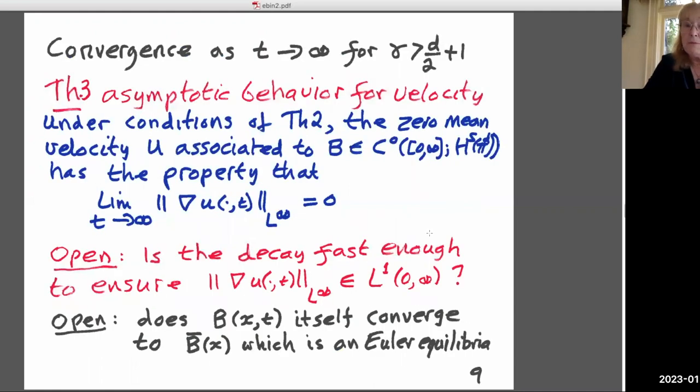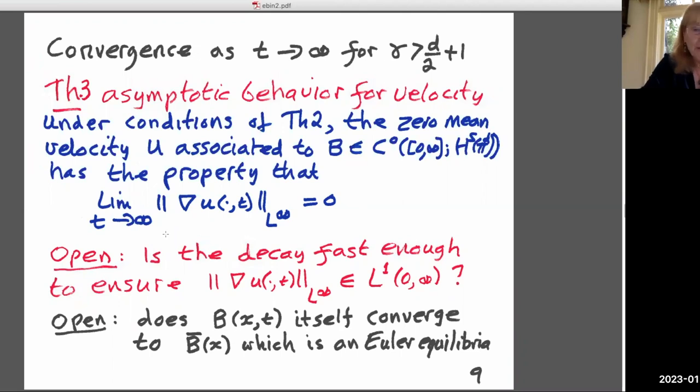Furthermore, we have convergence under these same conditions of the theorem as t goes to infinity. Again, we need regularization. Gamma has to be bigger than d over 2 plus 1. We have the asymptotic behavior for the velocity that we're looking for, so that under these conditions, the zero mean velocity U associated with B has the property that as t goes to infinity, the L infinity norm of the gradient of U does in fact go to zero, which is what we're looking for.